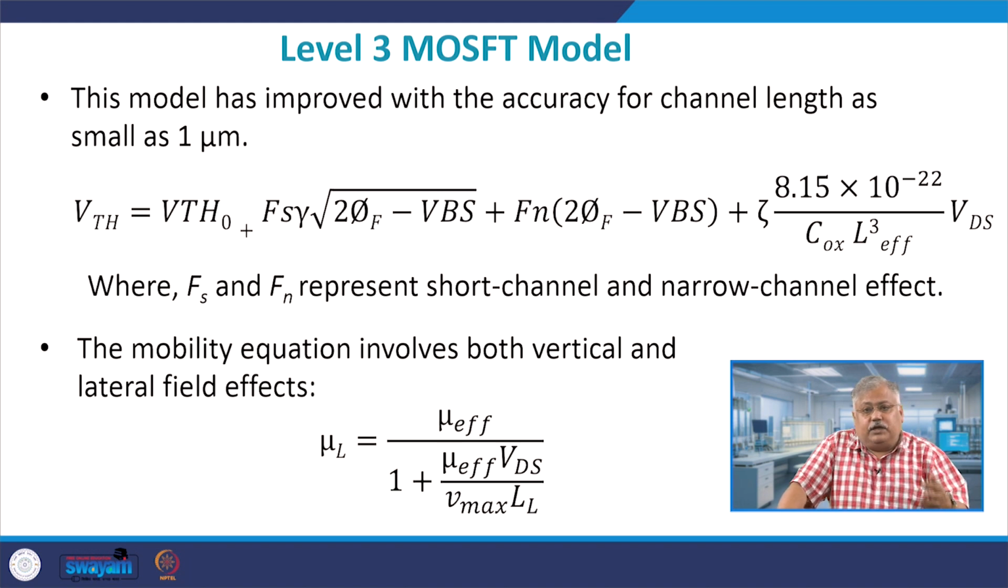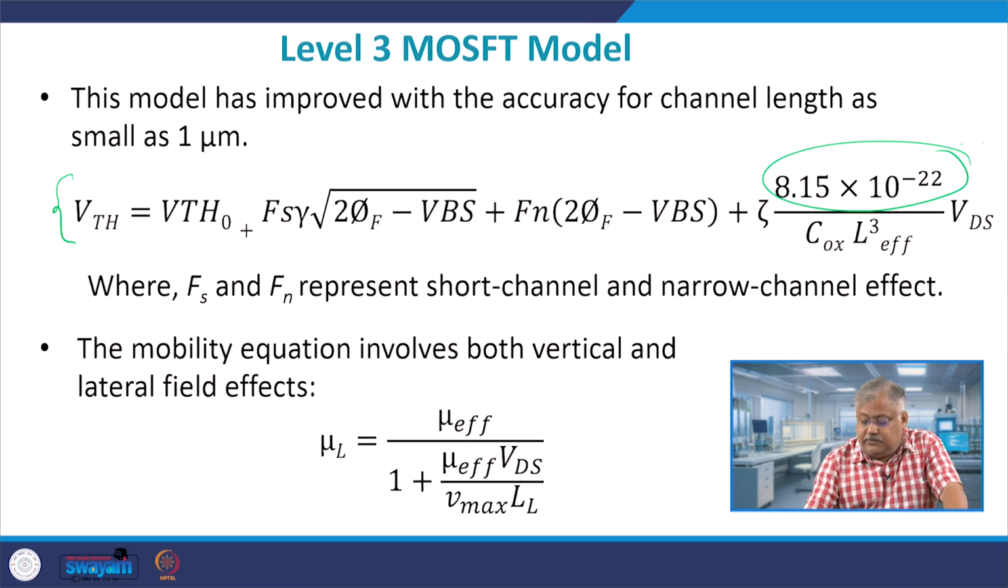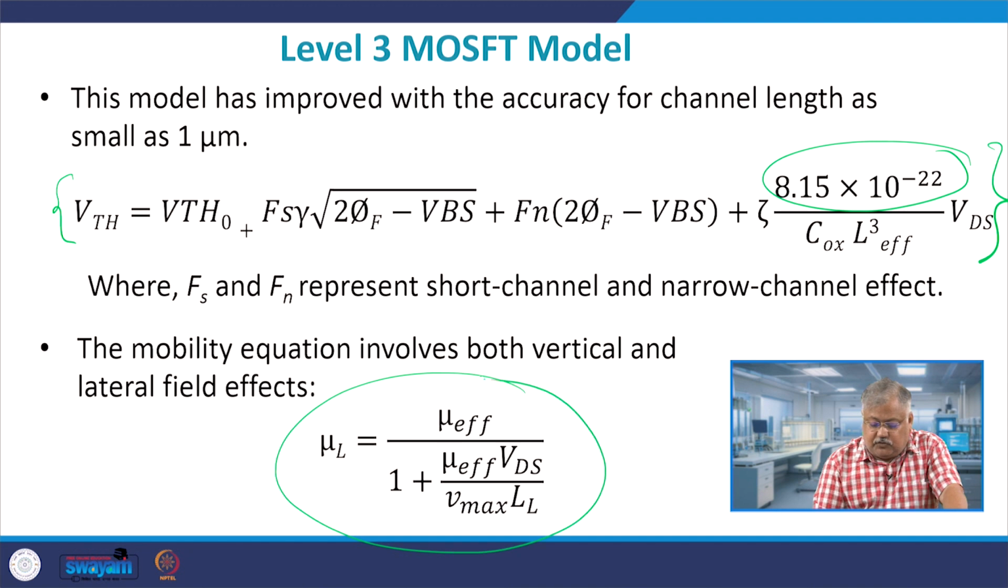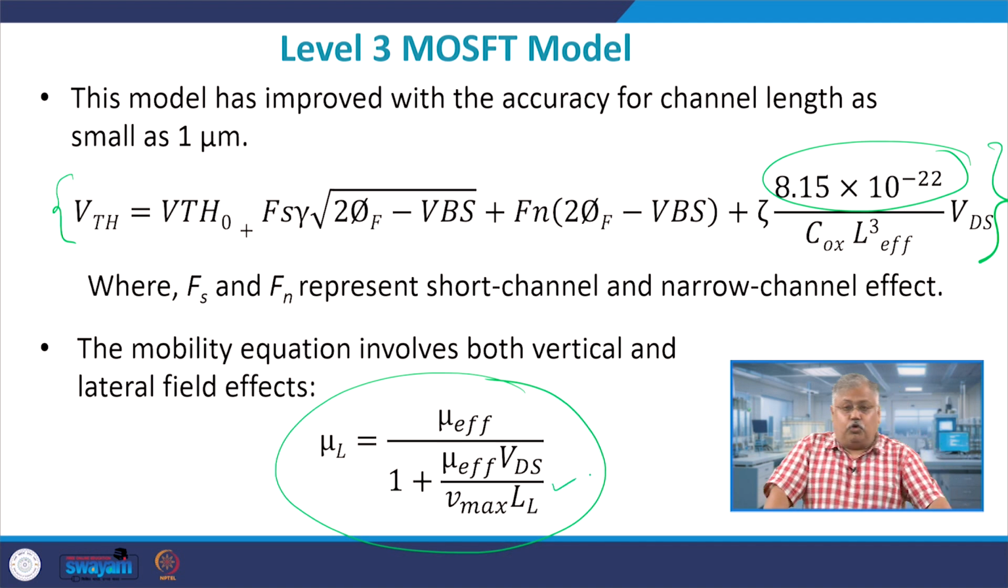Now, let us come to the last model, which is the level 3 model. It has improved accuracy, and it can work for channels as short as 1 micrometer, and it is given by the expression shown here. These are empirical constants which we have already discussed, and the mobility degradation gives me this value: mu effective upon 1 plus mu effective by VDS upon LL, which you see here, and therefore both vertical and horizontal electric fields are considered.